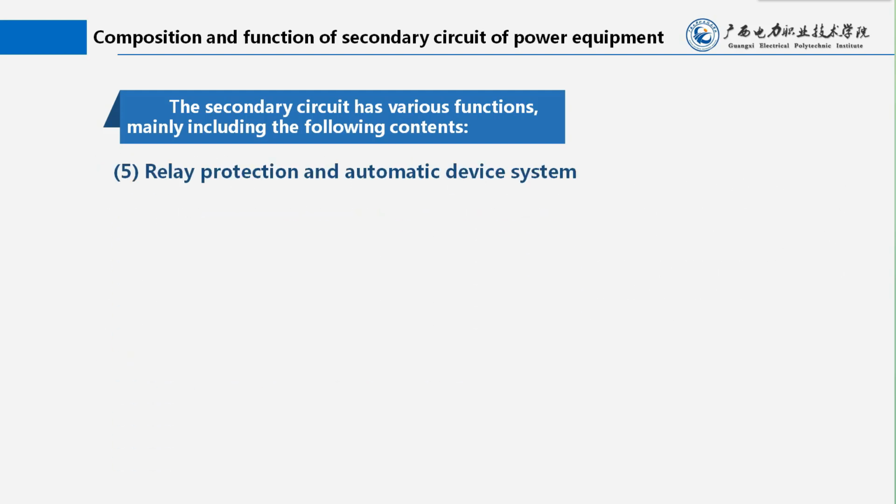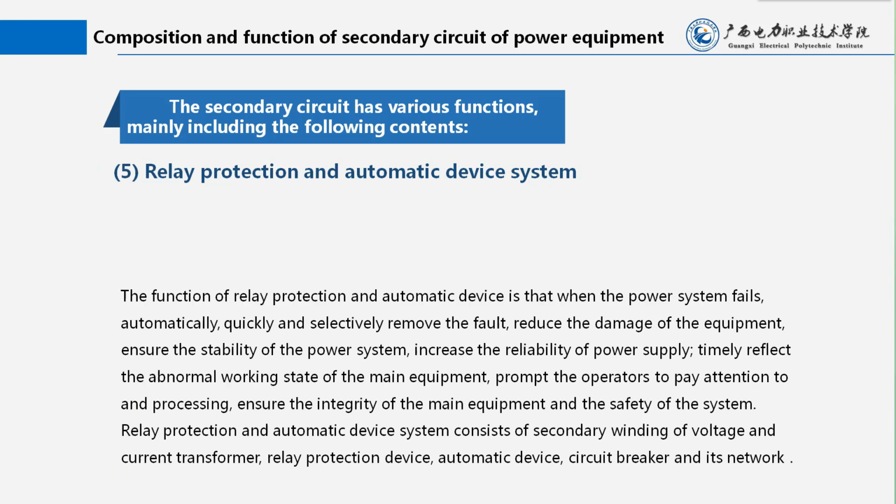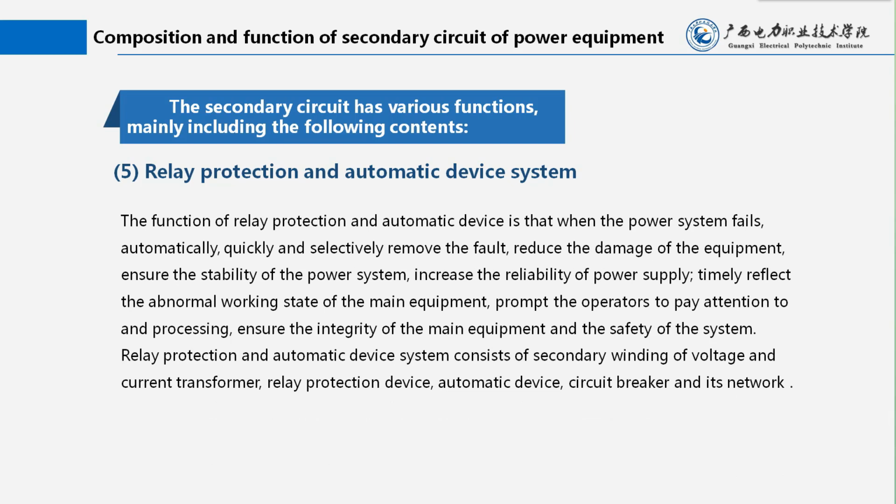5. Relay protection and automatic device system. The function of relay protection and automatic device is that when the power system fails, it automatically, quickly and selectively removes the fault, reduces the damage of the equipment, ensures the stability of the power system, and increases the reliability of power supply.